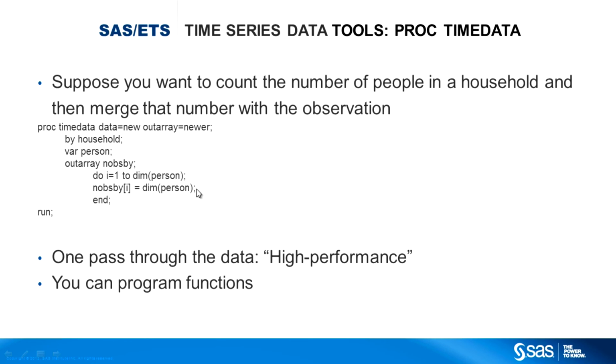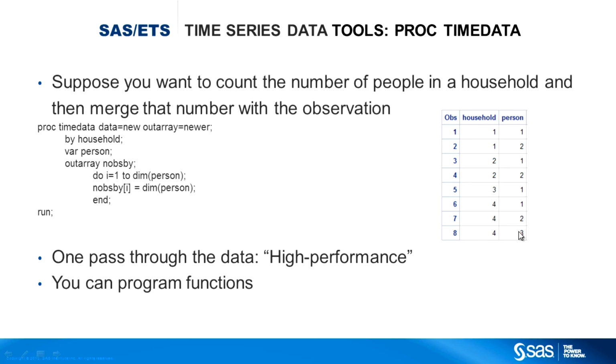So, for example, let's say I wanted to count the number of people in a household and then merge that number with the observation. So in this simple toy data set that you see, we have for household 1, 2 people, persons 1 and 2. This might apply if you're working with census summary file data. In household 2, we have 2 people. In household 3, we have 1. In household 4, we actually have 3 people.